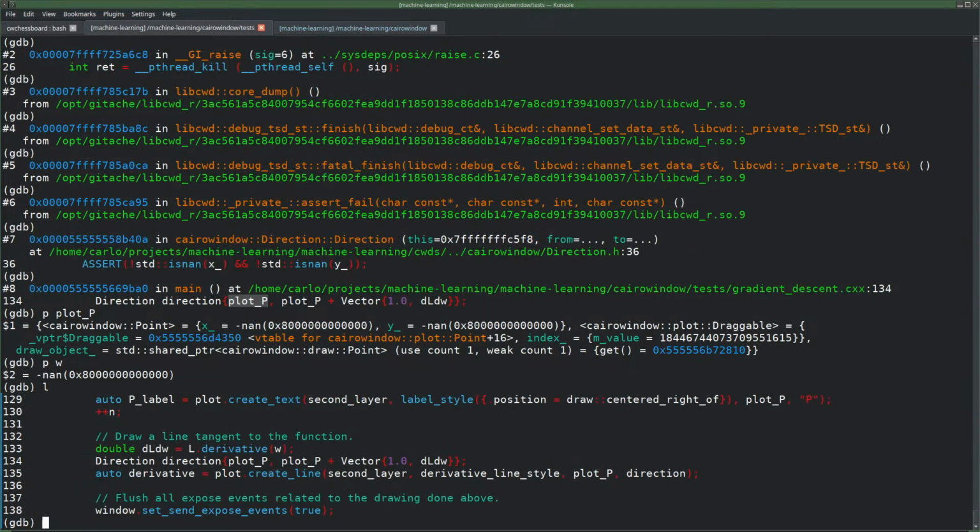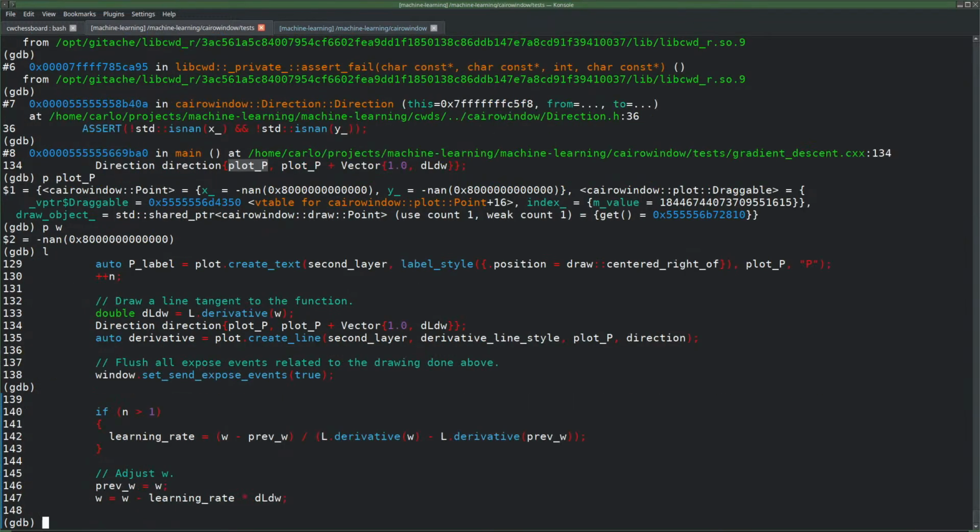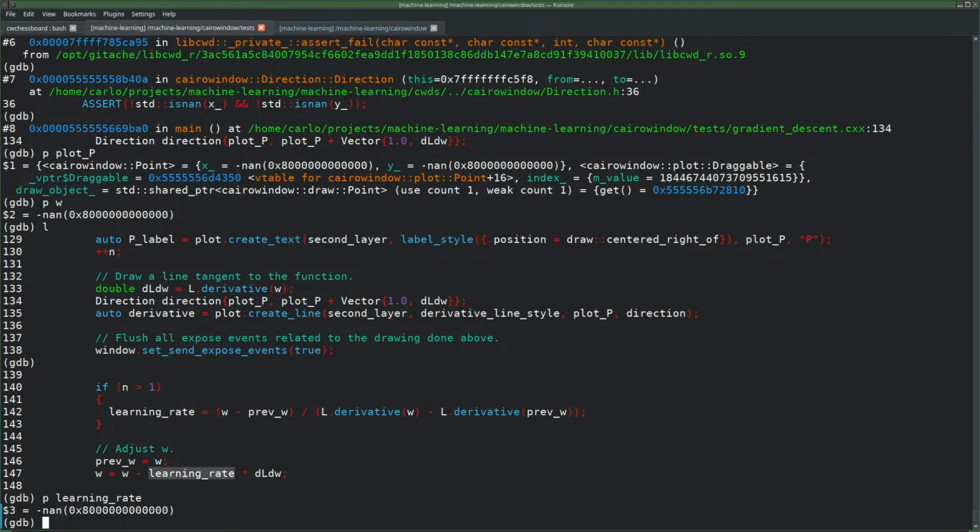And why did that happen then? Because the gradient is not a number. Absolutely. And that's because these two are equal. Yeah, and that's because W and previous W are the same value. Duh. So we get here 0 divided by 0.